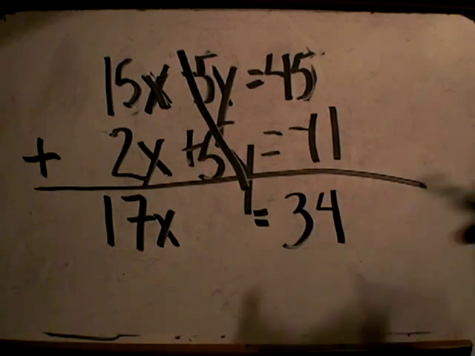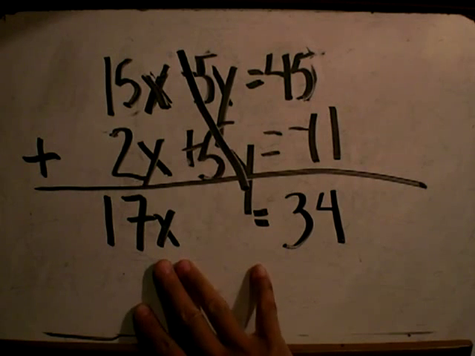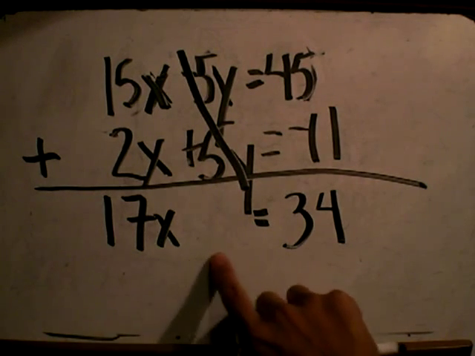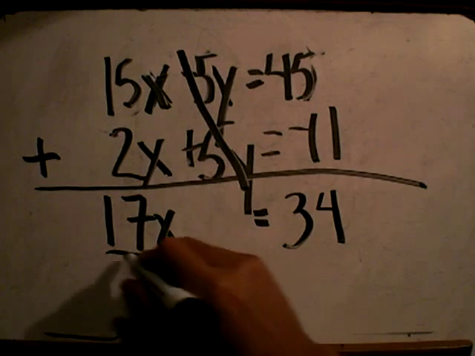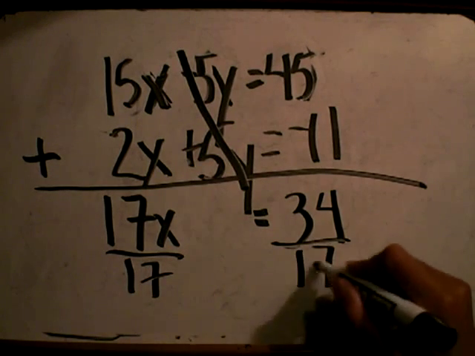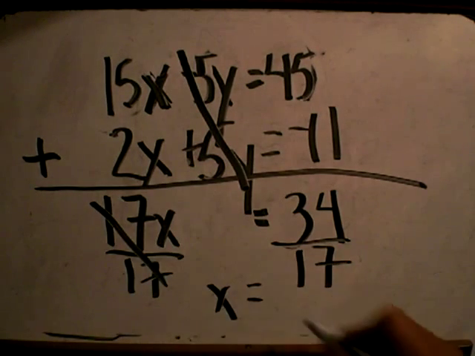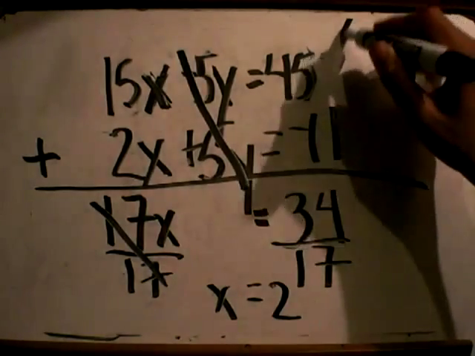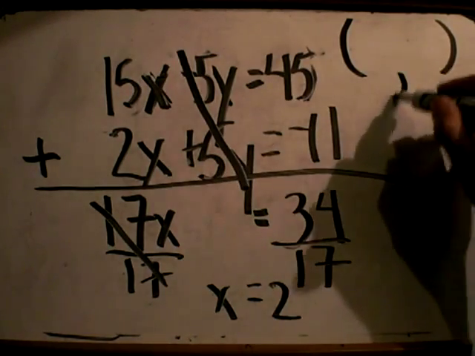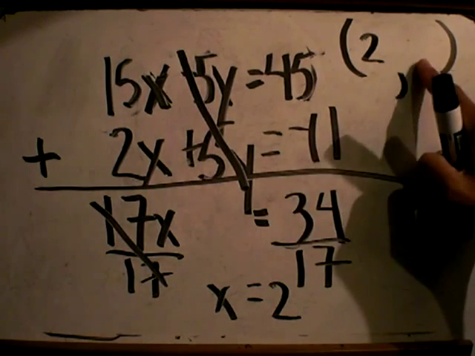Now we have 45 plus -11 equals 34. Then we want to solve for x, so we divide by 17 on both sides, and x equals 2. Now remember, we're not totally done yet. We just know that x equals 2. We have to figure out what y equals.